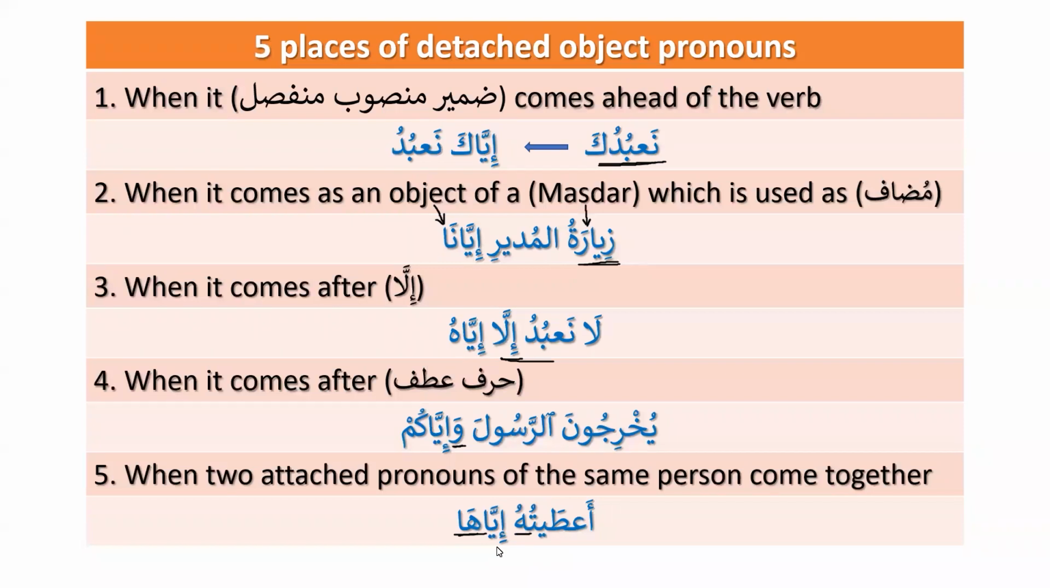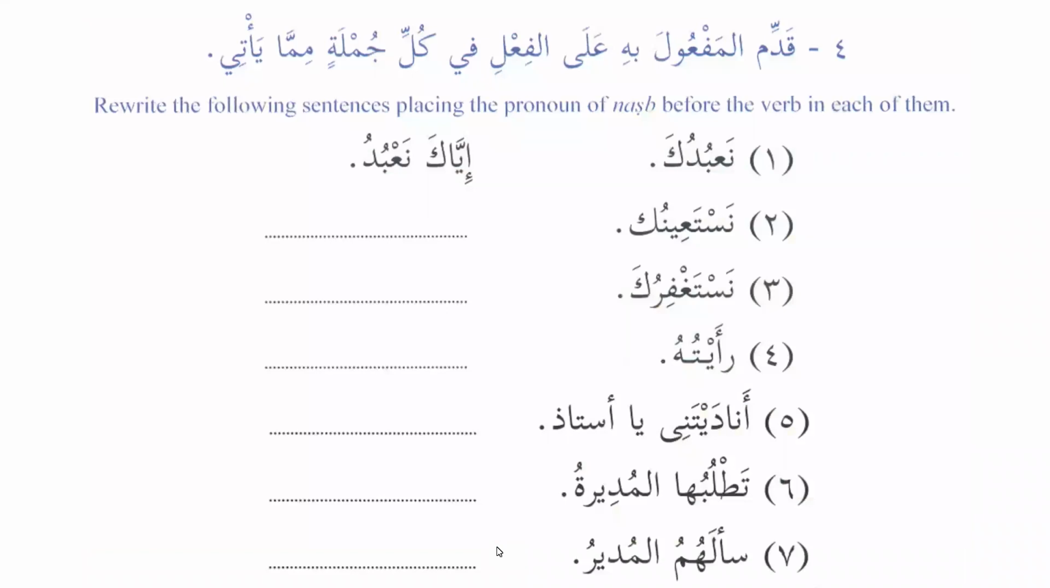So these are the 5 possibilities that we discussed in the previous lesson, and I believe it's a good review. The reason why we need to review is because most of the exercises that we have will be based on this idea. So I hope inshallah this idea is clear now. Let's do the exercise now.